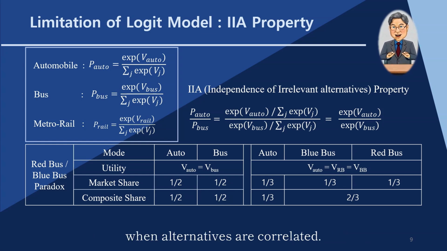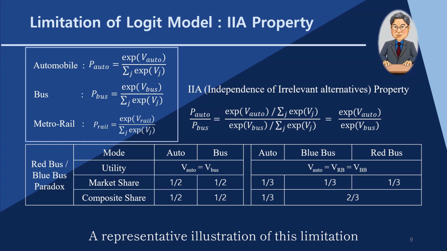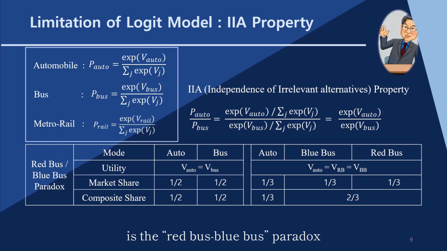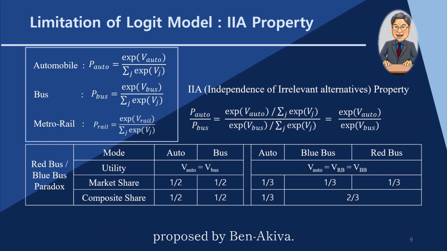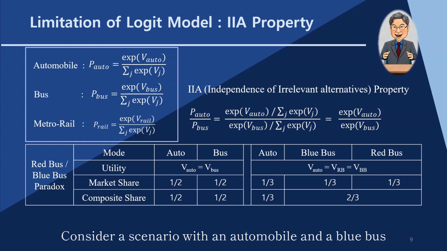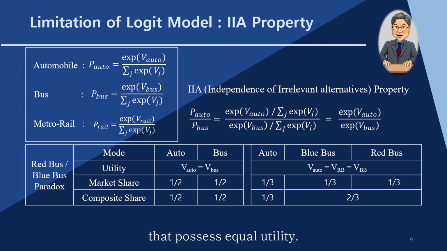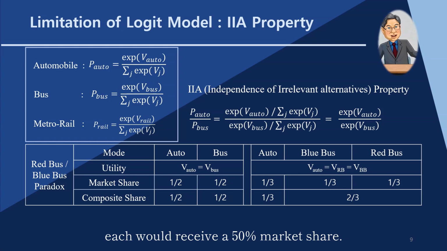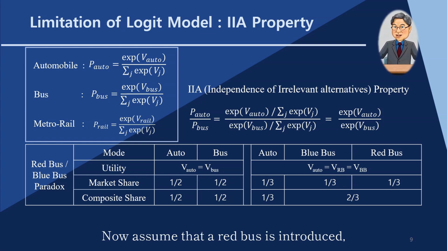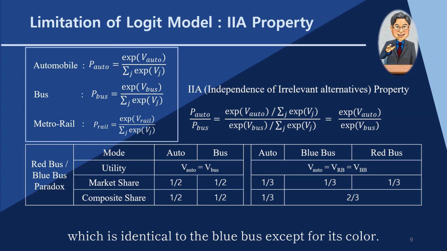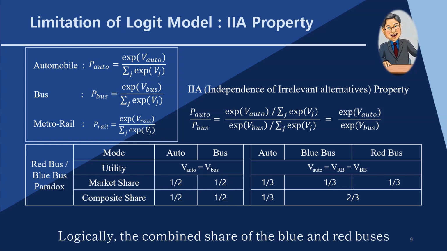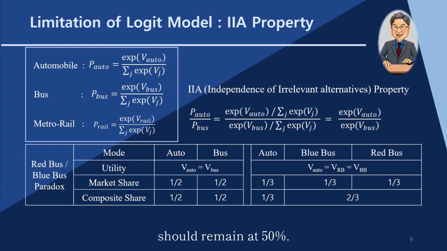alternatives are correlated. A representative illustration of this limitation is the red bus, blue bus paradox proposed by Ben-Akiva. Consider a scenario with an automobile and a blue bus that possess equal utility. In this baseline case, each would receive a 50% market share. Now assume that a red bus is introduced which is identical to the blue bus except for its color. Logically, the combined share of the blue and red buses should remain at 50%.